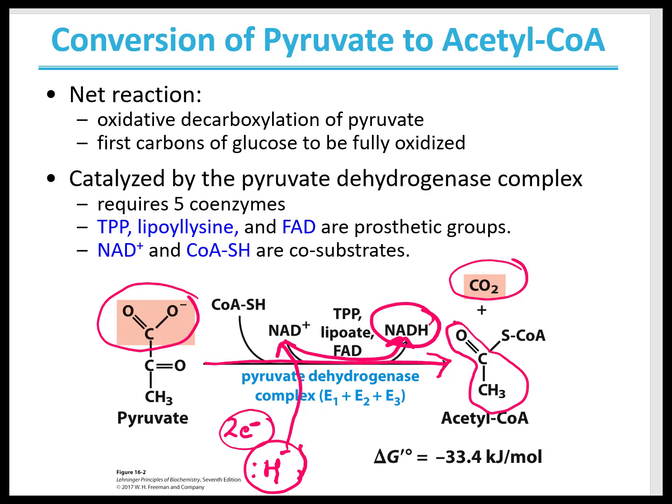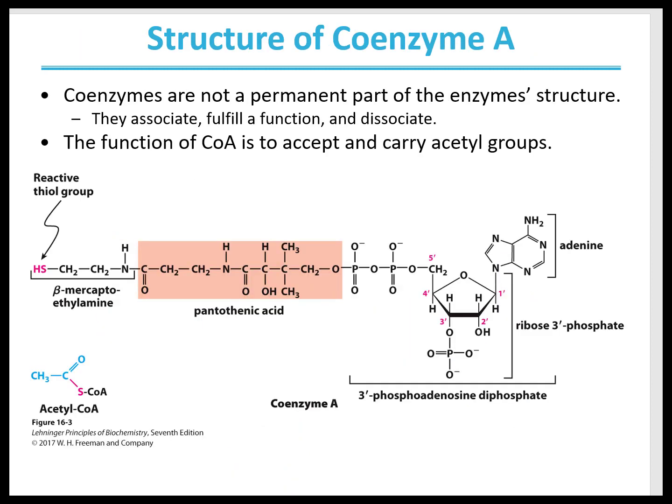So you have a molecule of carbon dioxide and 2 pairs of electrons, or a hydride ion, that is formed, which will result in the reduction of NAD+ to NADH. So we saw that pyruvate gets converted to a 2-carbon acetyl group. However, this acetyl group must be activated to enter the reactions of the citric acid cycle.